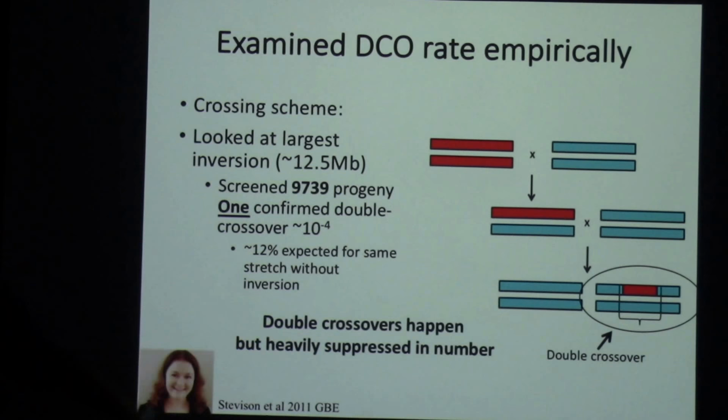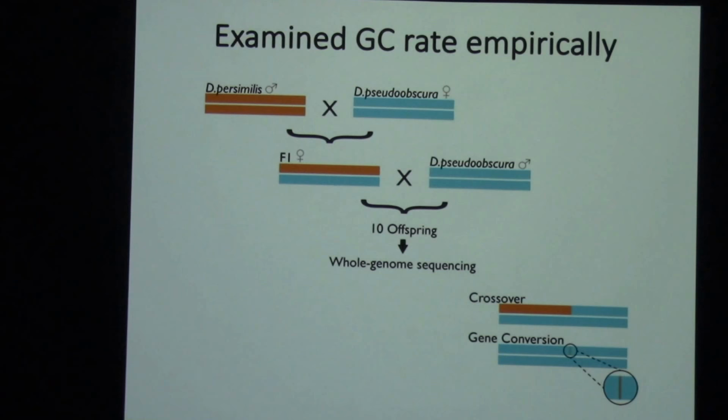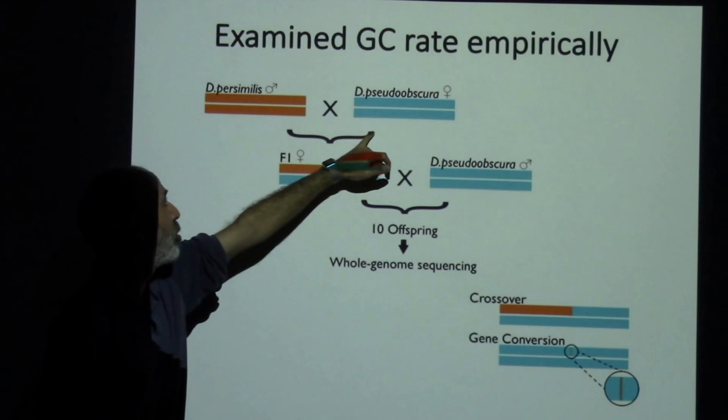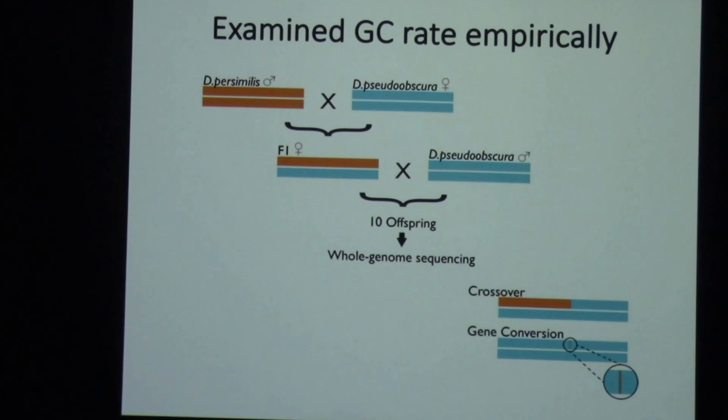Now what we've been working on currently, we haven't even published this yet, is estimating rates of gene conversion empirically. And this is the kind of thing that 10 years ago we could not physically do. There was no way to do this. So what's happened now is we cross pseudoobscura to persimilis, set backwards. We get the F1s, we backcross to pseudoobscura, and then we basically just whole genome sequence the grandparents, the parents, and every offspring individually. Basically just make a genealogy for as many individuals as we can. This is why we couldn't do this 18 years ago, but now it's actually quite feasible to do.